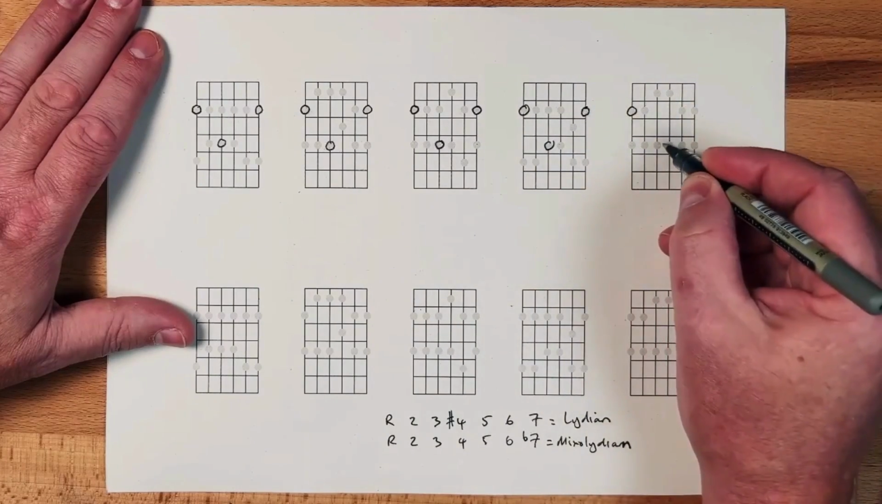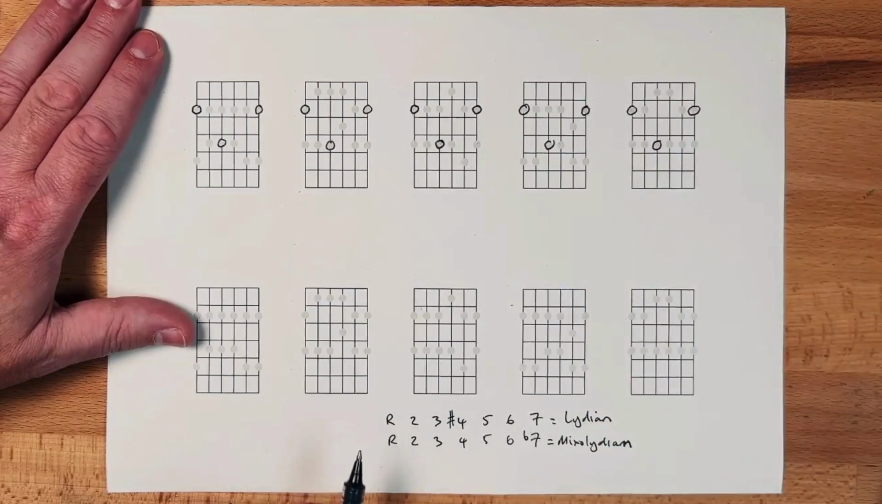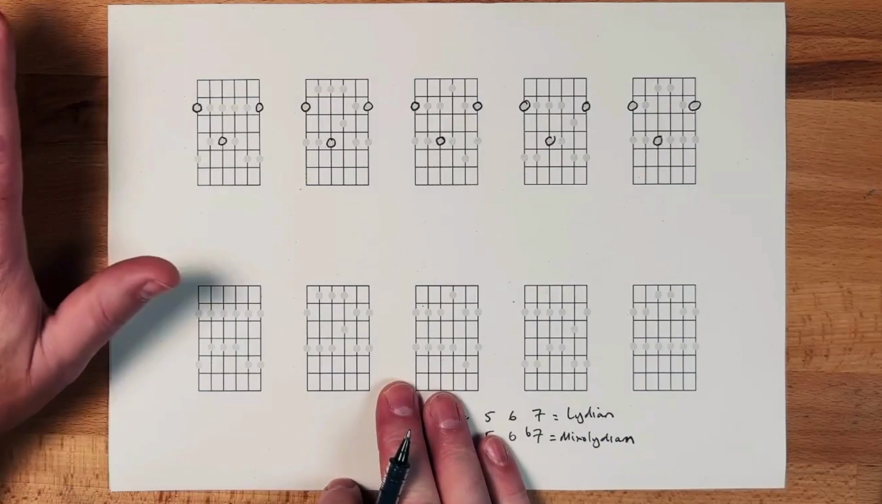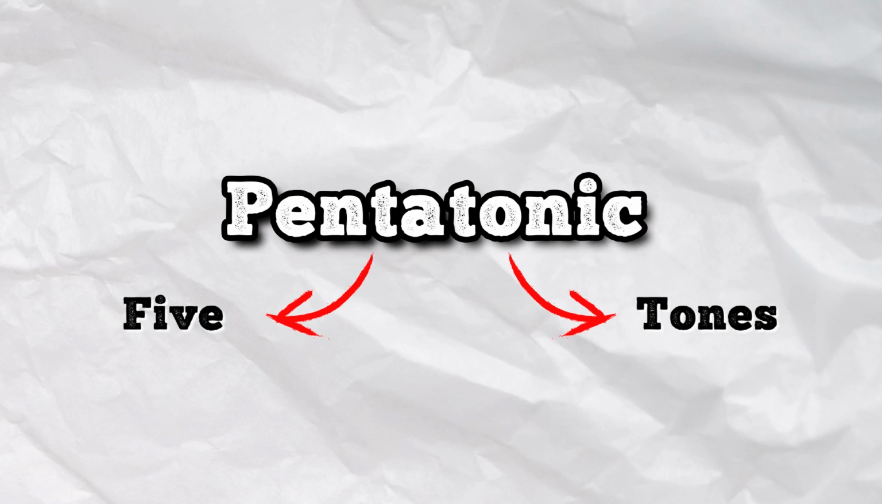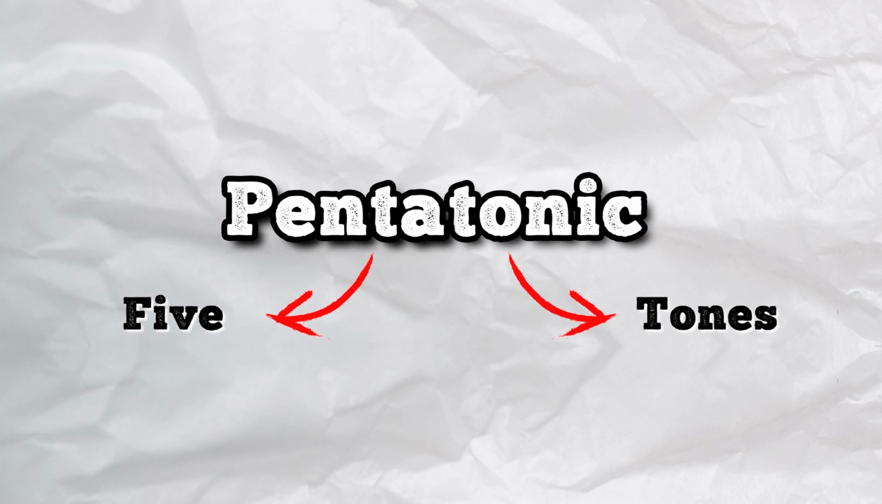So we can think of each scale in its own right as being a pentatonic scale. Now, you've got to remember, penta is 5, tonic equals tones or notes. So 5 notes, that's what a pentatonic is.